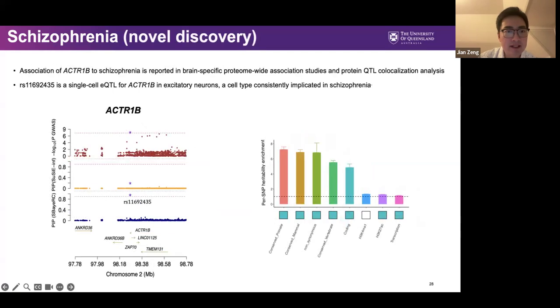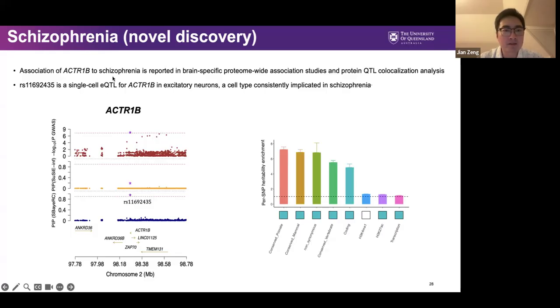Another example is a novel discovery. This ACTR1B gene is not reported in the schizophrenia Nature paper because from the GWAS, the top SNP barely passed the genome-wide significance threshold. And if you run SuSiE-inf, so that's SuSiE plus the infinitesimal component, this SNP does not have a very high PIP. But in our genome-wide fine mapping with functional annotations, this SNP has a high PIP value.